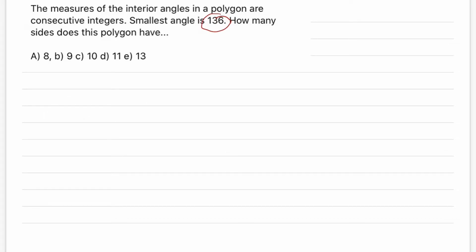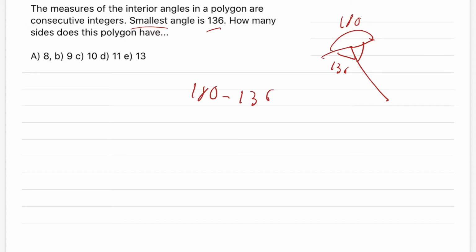Okay, the question says the smallest angle is 136. So I don't know how many sides this polygon has, but the adjacent angle will be 180 minus 136. Why? Because no matter what, this angle is going to be 136, and the adjacent will be enough to reach 180. Okay, so it's going to be 44.